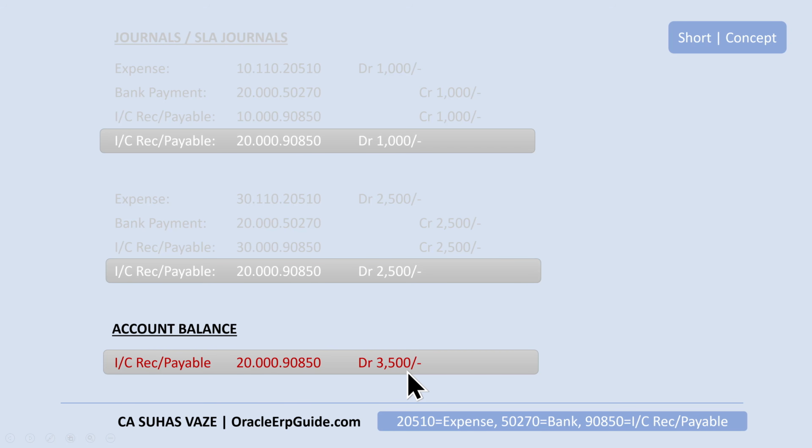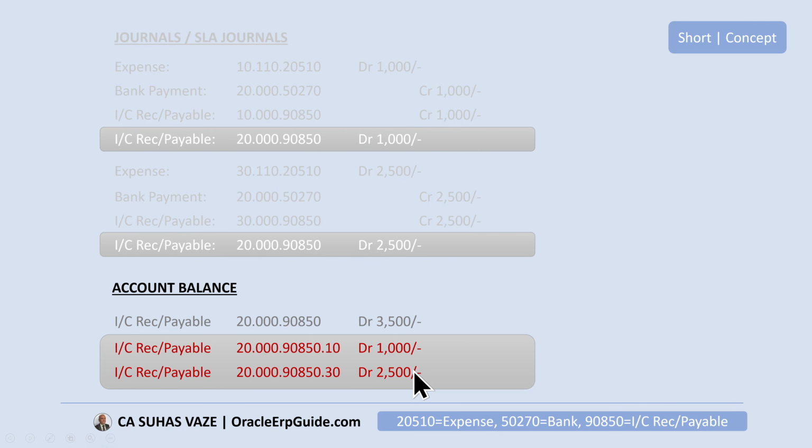Let us see how intercompany segment resolves this issue. If we use the intercompany segment, it will automatically record in the intercompany segment to which or from which that intercompany payable or receivable amount is due. For example, this recoverable amount of 1,000 is due from company 10, 2,500 is due from company 30. Both account combinations are prefixed with 20, that means we are looking into the books of company 20.